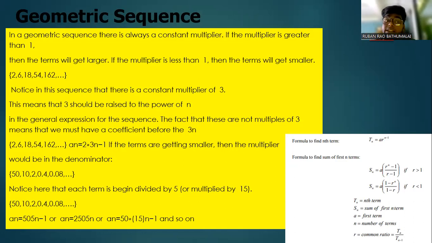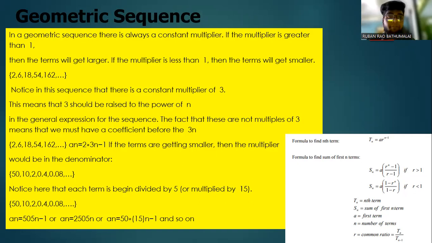Notice a sequence with a constant multiplier of 3. When you find 2, 6, 18, all are multiplied by 3. 2 times 3 gets 6. 6 times 3 gets 18.